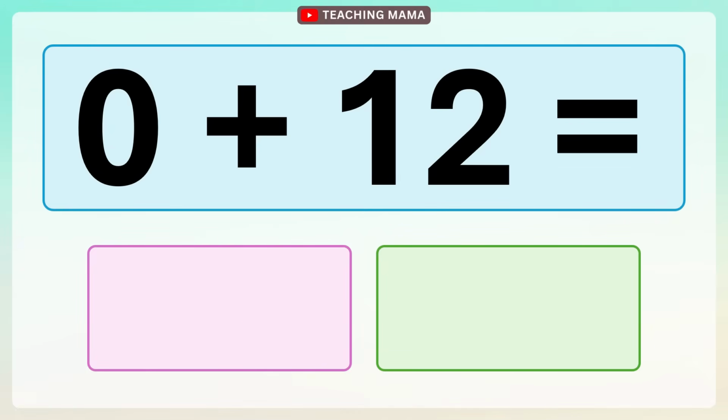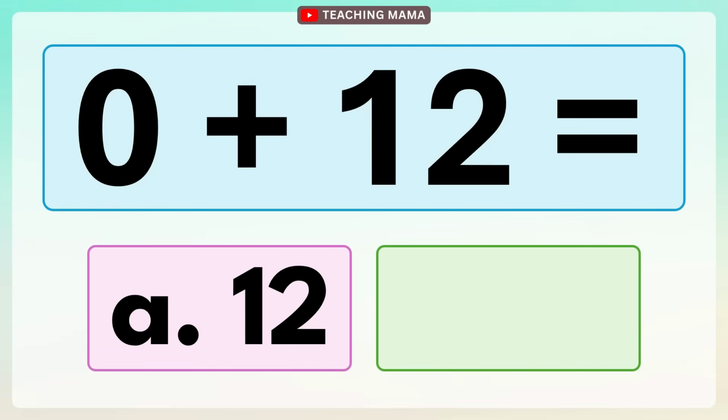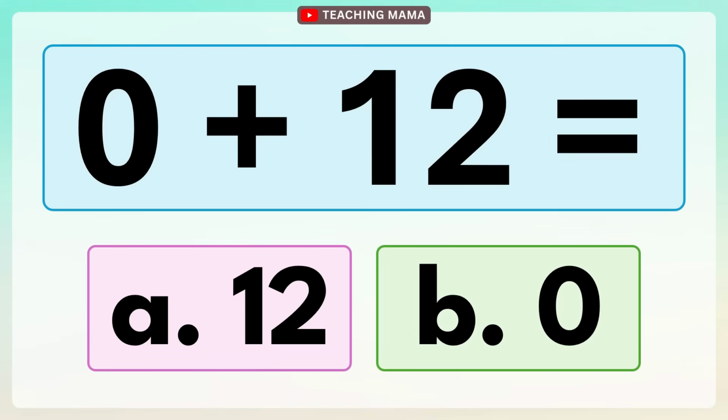0 plus 12 equals A. 12. B. 0. What is the answer? A. 12.